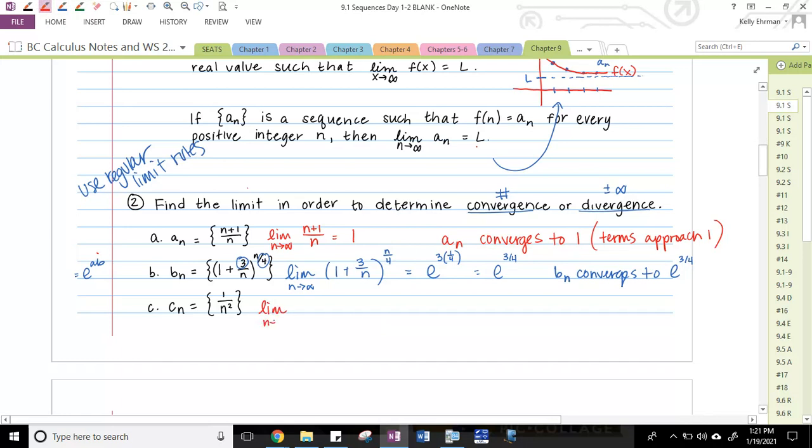The limit as n approaches infinity of 1 over n squared. This is bottom heavy. Think of it as a rational function. It's bottom heavy. 1 over infinity is 0. Again, that's a number. So c sub n converges to 0. The terms approach 0.